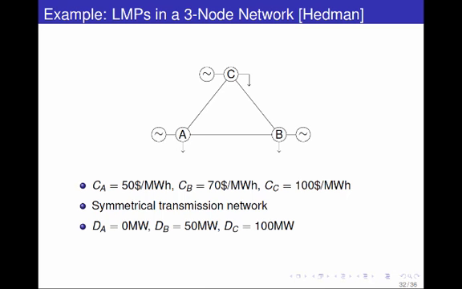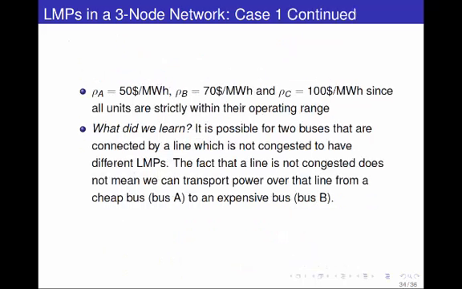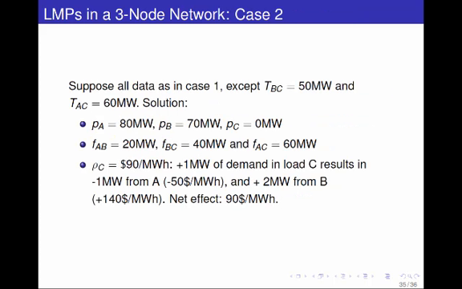So in this example, we have BC is, I think it was 50 megawatts, and AC is 60. Now the problem is here. AC is already jammed. It's at its limit. So you can't satisfy all of C by just using A. And that's where prices that are not equal to just a single generator's fuel cost can arise.